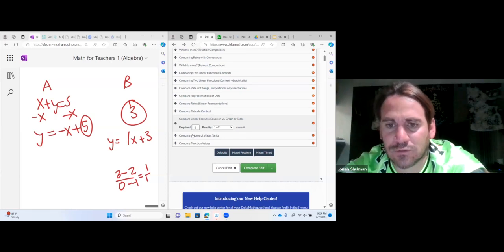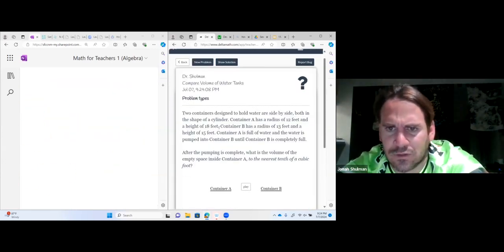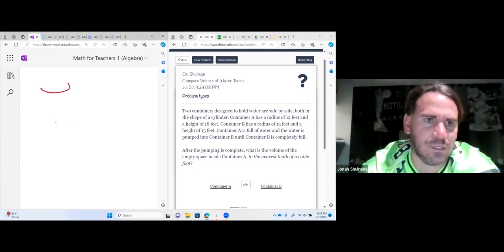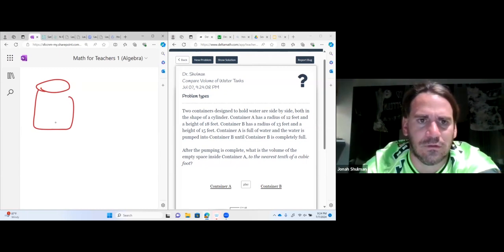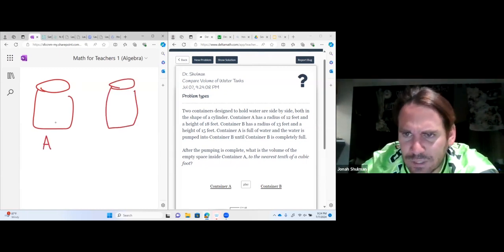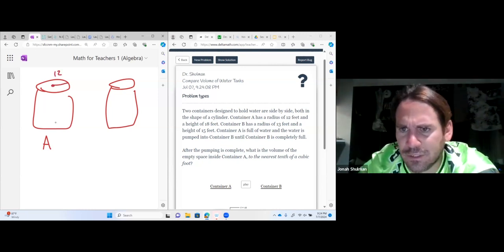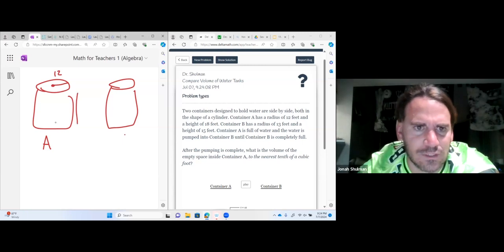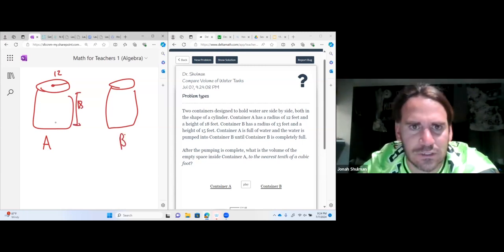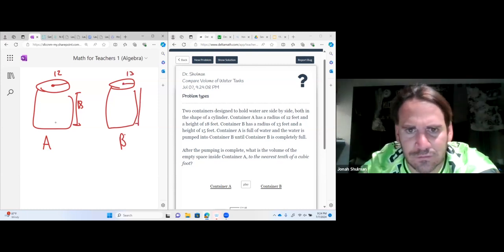All right, volumes of water tanks. I'm excited. Whatever this is. Two containers designed to hold water are side by side. All right, I'll do my best. They look like jars. Container A has a radius of 12 feet and a height of 18 feet. And B has a radius of 13 and a height of 15 feet.